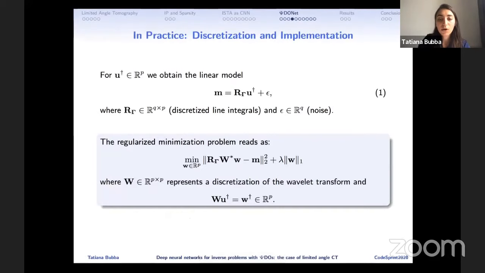Okay, so now let's see how this actually works in practice. So we discretize everything here. There's nothing fancy. I just introduced the boldface character for the discrete counterpart. This is our minimization problem, and we recover a representation, an approximation of the coefficients of the true solution.